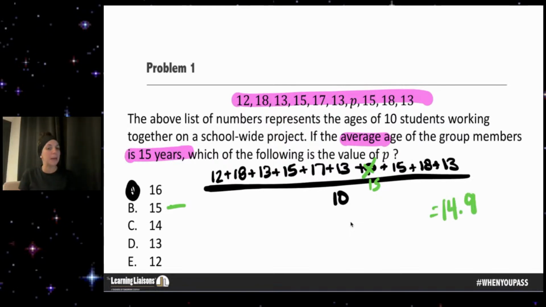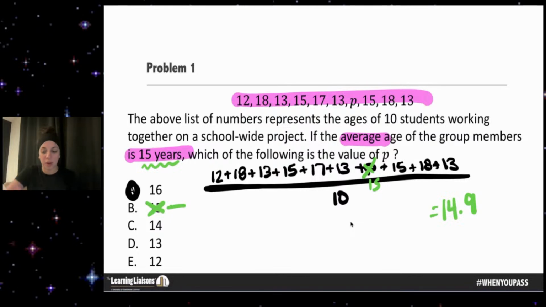That is not big enough. I need it to equal 15. It's not big enough. In order for my average to get bigger, I need a bigger number to be plugged in.